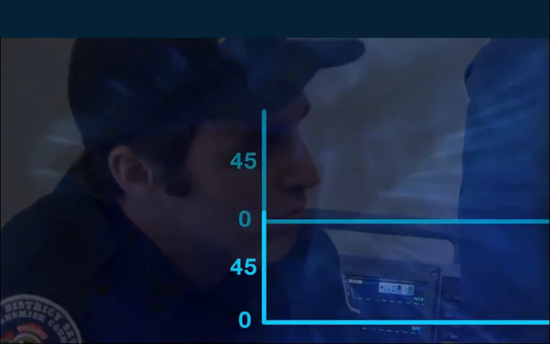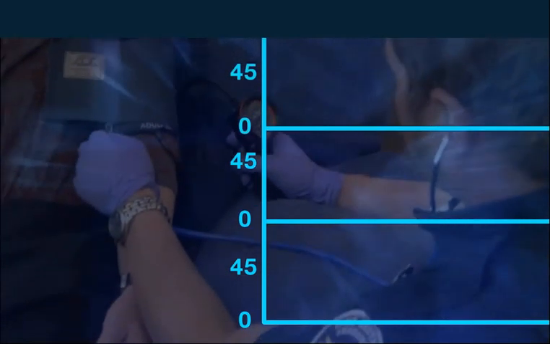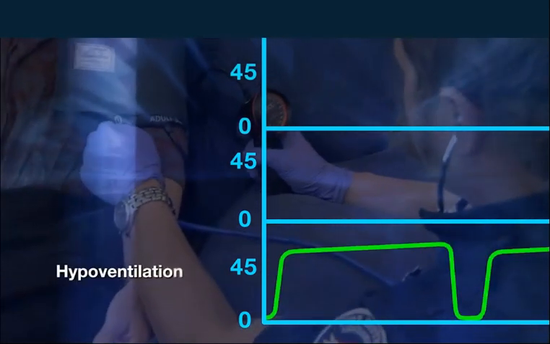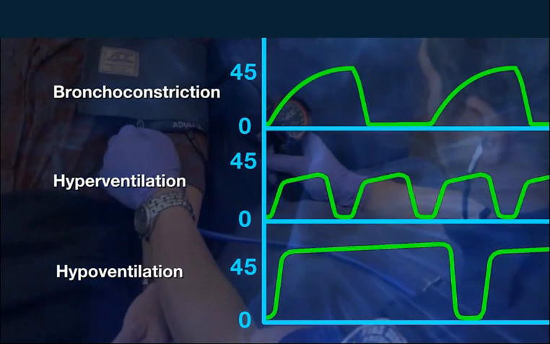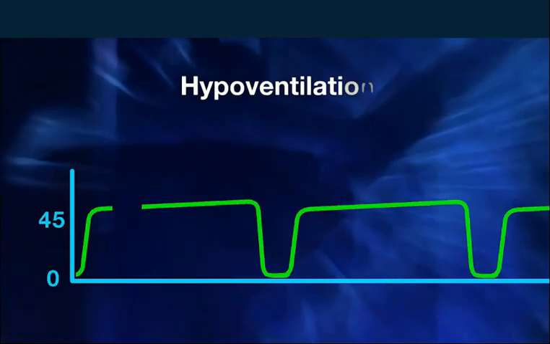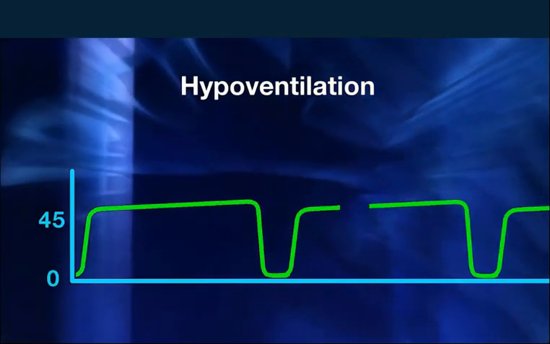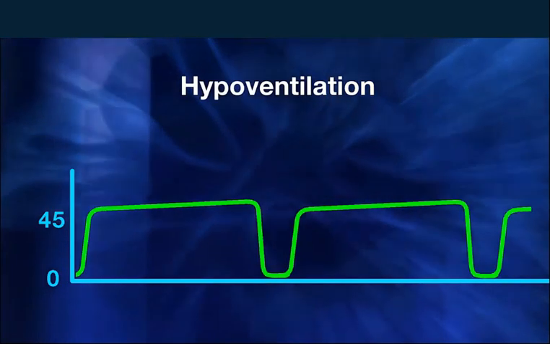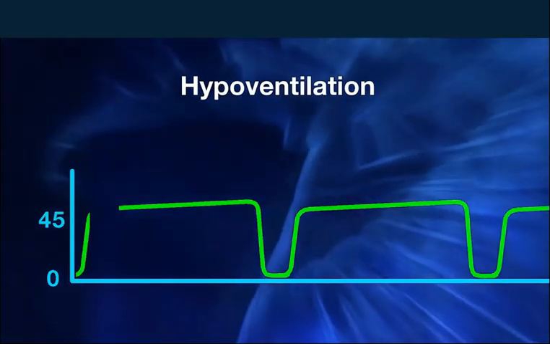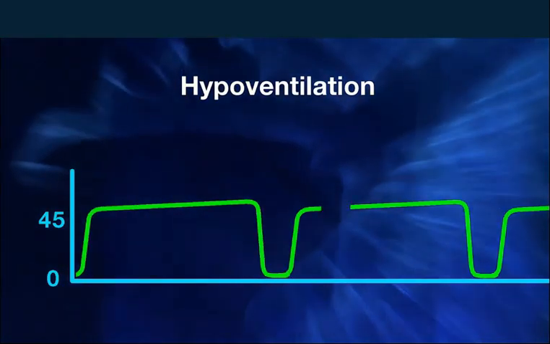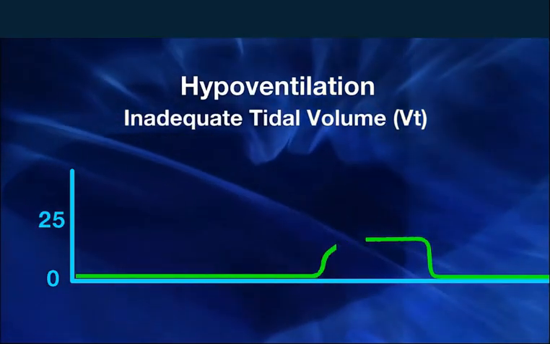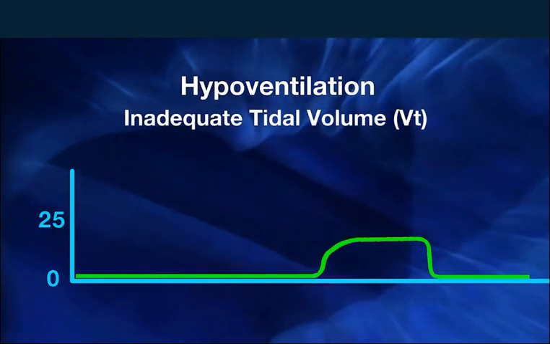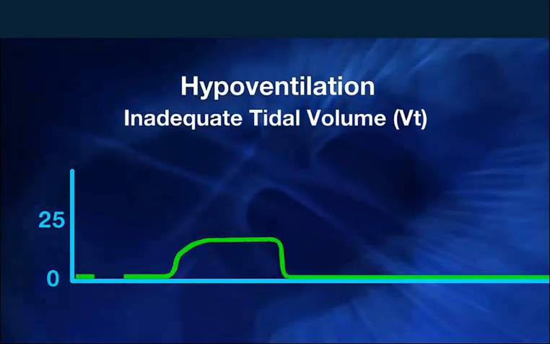Common abnormal waveforms EMS responders will encounter include hypoventilation, hyperventilation, and bronchoconstriction. Typically, the hypoventilation waveform appears square like a normal waveform, only with prolonged exhalation. The range is greater than 45 millimeters of mercury. Hypoventilation can also have a very small waveform in shape and value if the patient is not producing adequate tidal volume for the monitor to read.